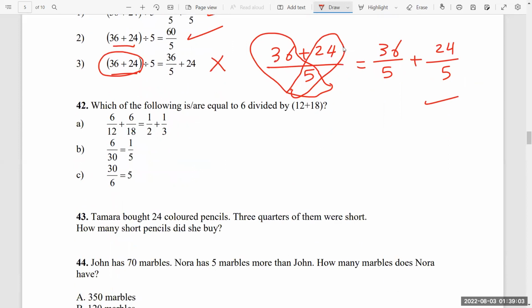Which of the following is equal to 60 divided by 12 plus 18? 6 over 18 plus 6 over... No, never. I cannot split 6 into 2 sixes. It's only one 6. 6 over 30, I have to add first. According to math, you can add first. 60 divided by 12 plus 18, I have to add. And 6 over 30 is 1 over 5? Yes. 30 over 6? No. If one question's answer is 1 over 5, it can never be 5, never its reciprocal. So for 42, the answer is only B.